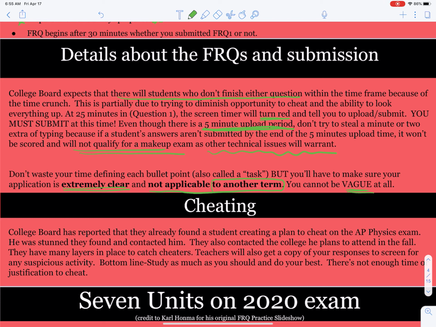Okay, cheating. I know that this is not going to be a problem for my students because you would not do that, but I just want to give you a heads up that College Board has already reported that they have found a student trying to coordinate a plan to cheat on the AP Physics exam. What is really the most important thing I want you to get from this is that colleges will be contacted this year to prevent this cheating possibility, okay, and to make you more concerned that this is really a real thing.